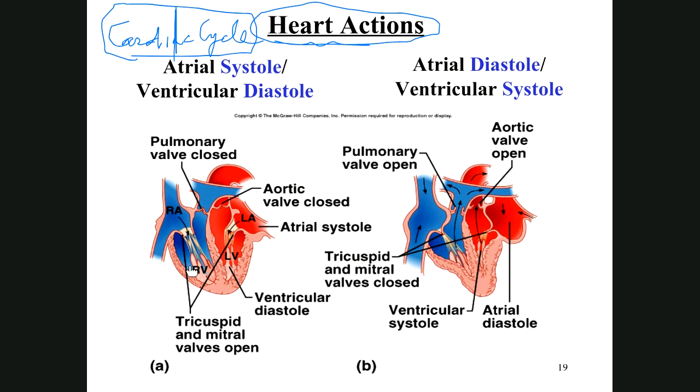Now the end-diastolic volume is the volume of blood in the ventricle before the ventricle contraction. Roughly it's about 120 mLs of blood. Sometimes it goes to 150 mLs, but it's around that area. Now, when I talk about venous return, that means blood coming back to the heart. That's what venous return is.